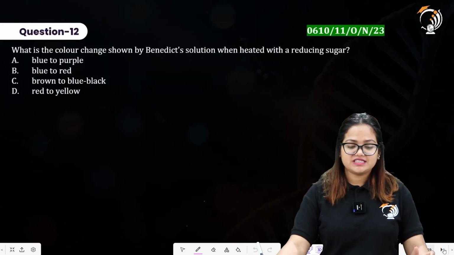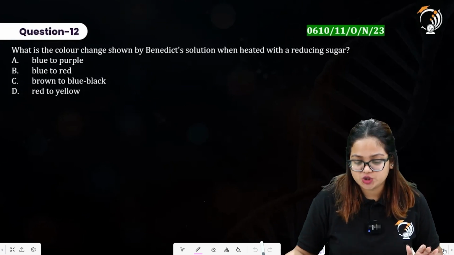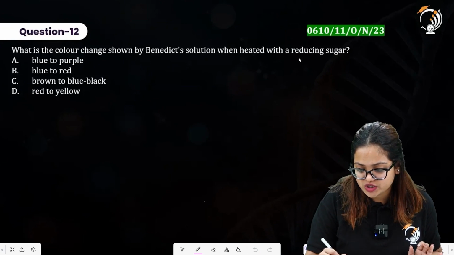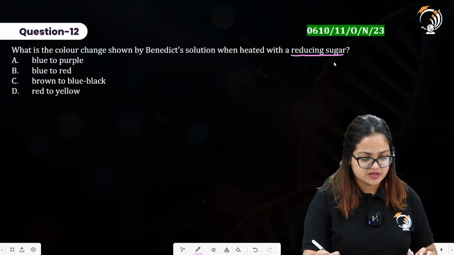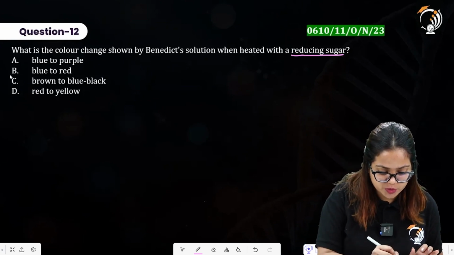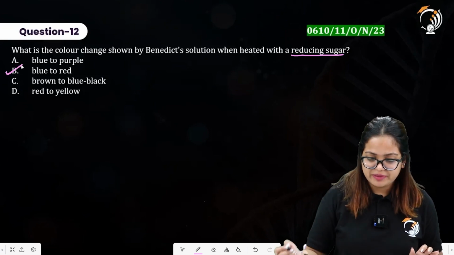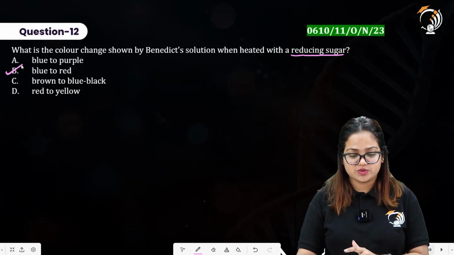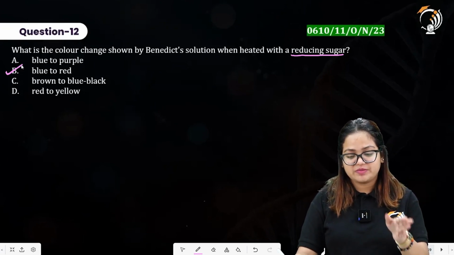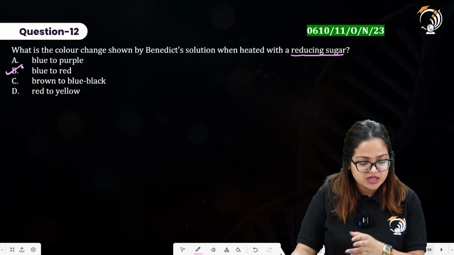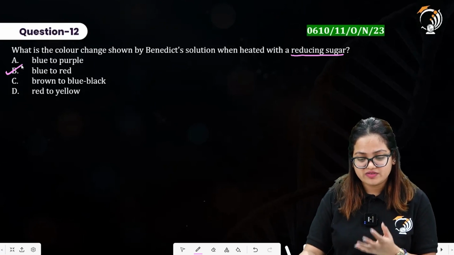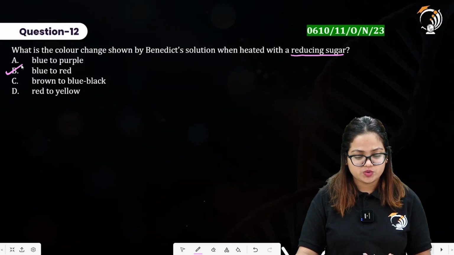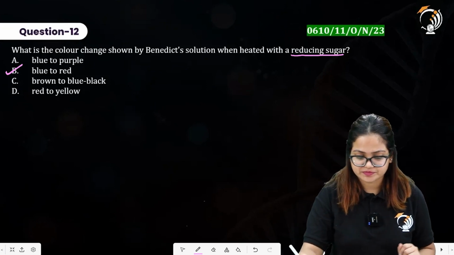Question number 12 says, what is the color change shown by Benedict solution when heated with a reducing sugar? So Benedict solution changes to brick red. So we have blue to red color for Benedict solution. Benedict solution is used to test the presence of reducing sugar, in which brick red color shows the presence of reducing sugar, and we have option B in which red color is being shown. So blue to red is the right answer.